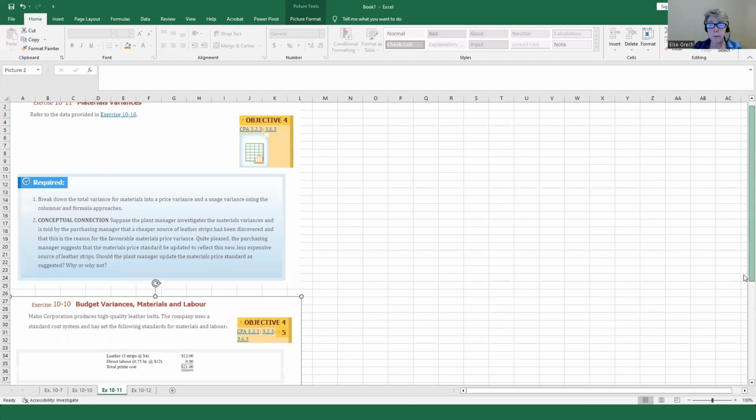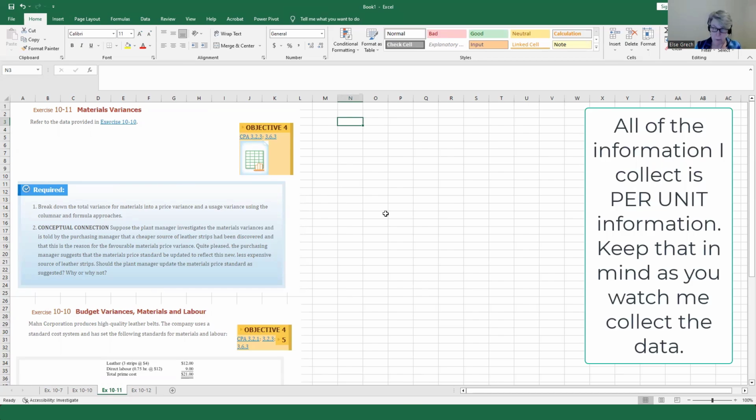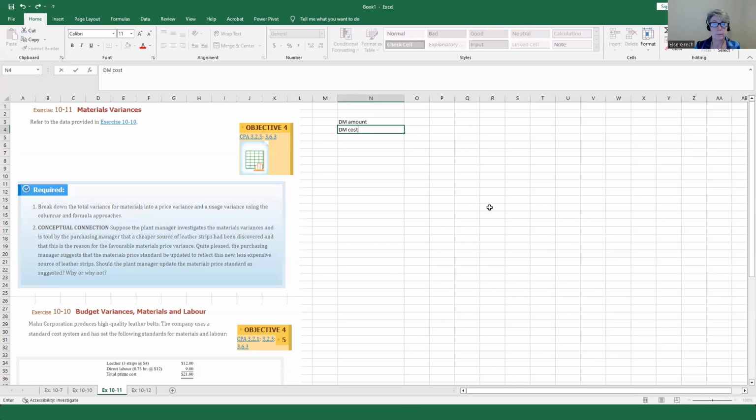Now the very first thing you always want to do when you are going to do variance analysis, and remember, we've used standards for the whole year, then we compare it to what actually happened, and we evaluate management. So the first thing we want to do is have our standards: direct material amount, or whatever matrix, and direct material cost per matrix. So this is the direct material amount, and I'm going to put matrix. The reason I'm saying matrix is you'll understand in a second.